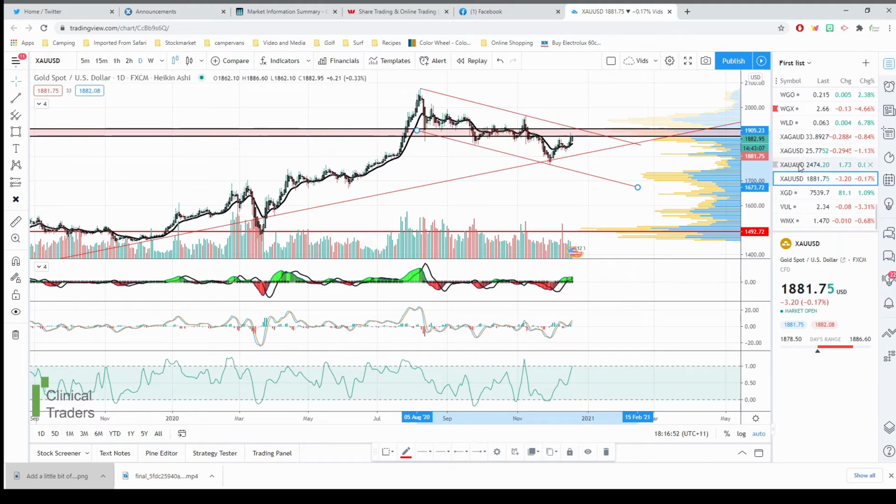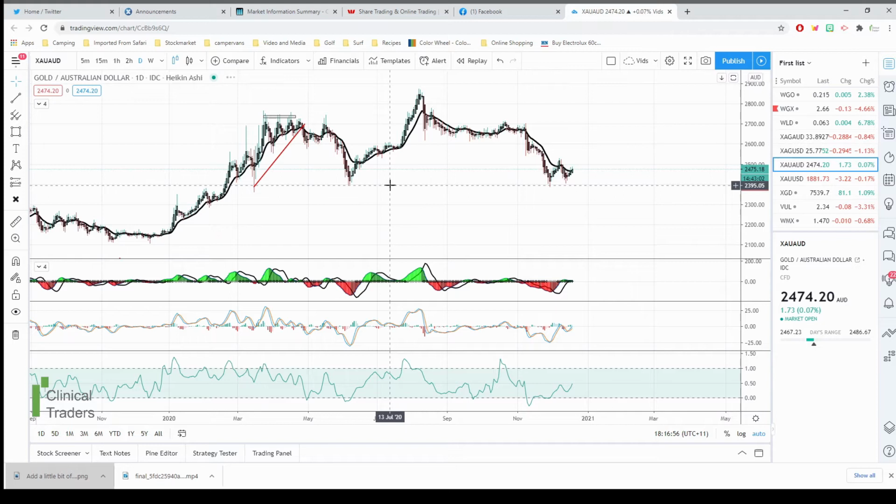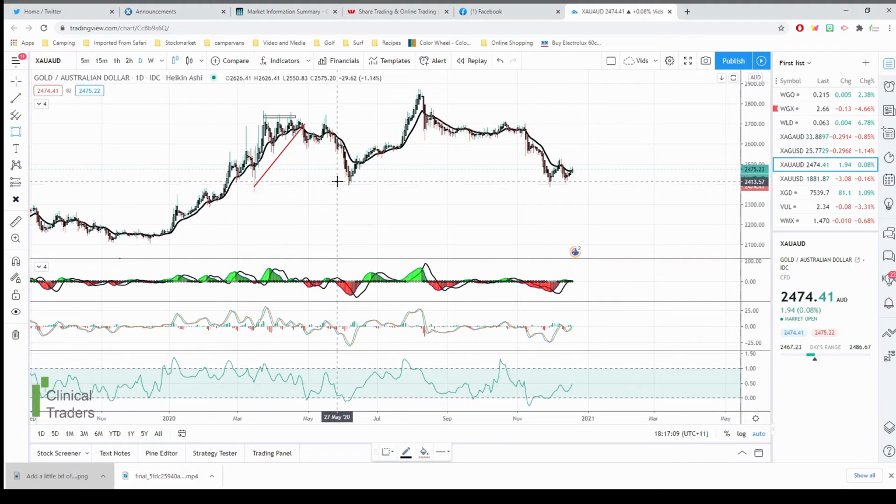We'll look at the Australian dollar gold real quick. So like I said earlier, with stocks, they act inverse to the Australian dollar. So if we do see that Australian dollar roll over, I would expect the same would happen with Australian dollar gold.